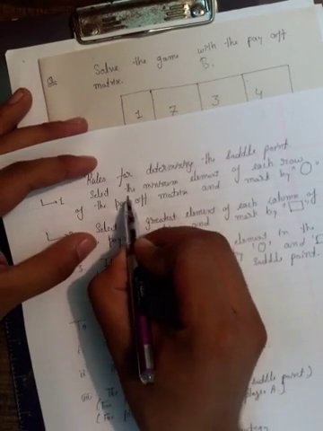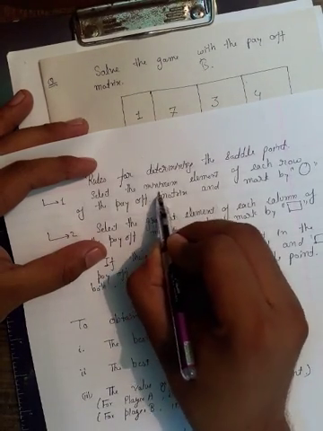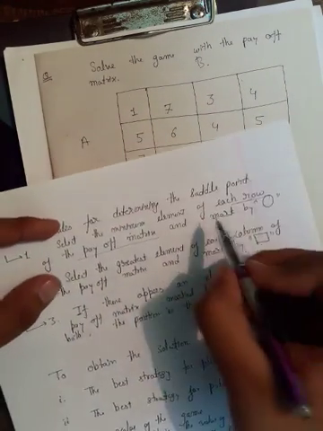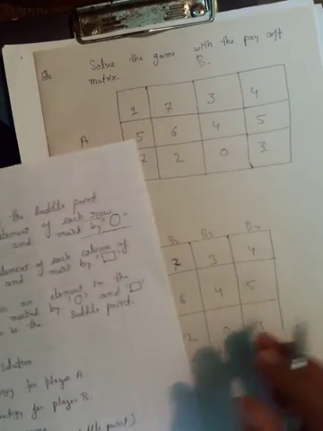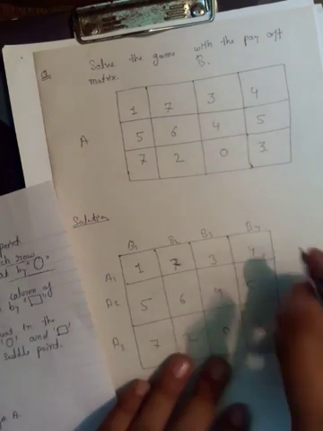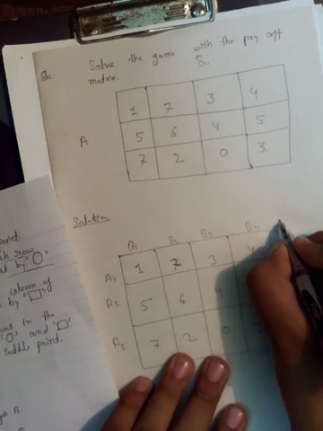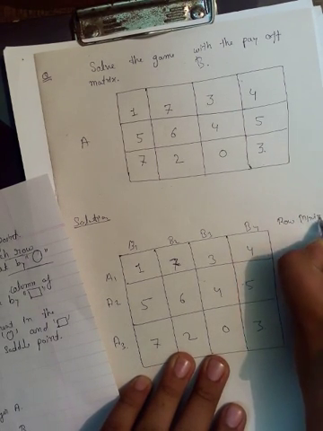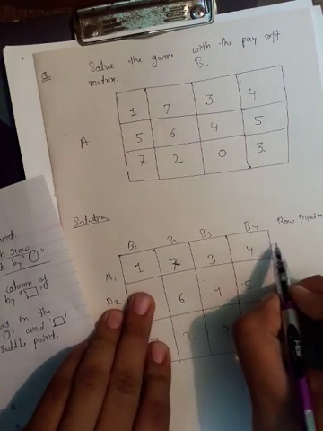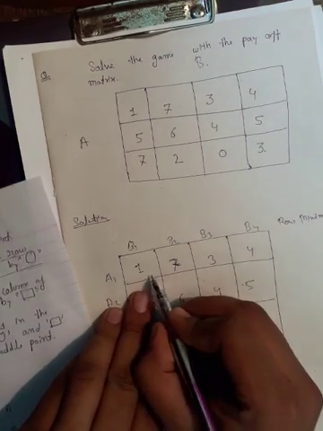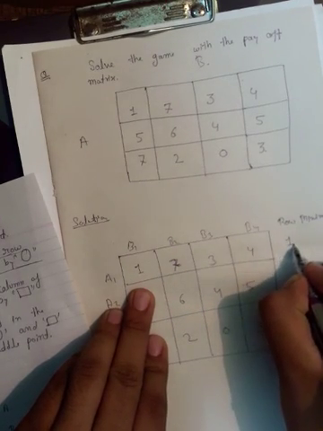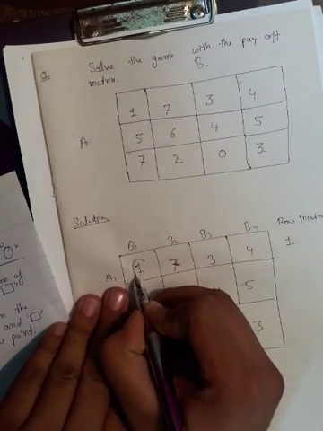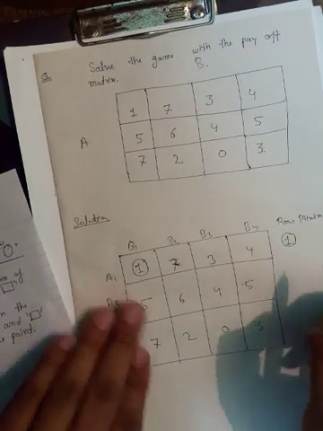How do we find the saddle point? First step, select the minimum element of each row of the payoff matrix and mark it by a circle. First we will go for the rows. Here we will write row minima. We find the minimum value from each row. Here it is 1 and we will mark it as a circle. Here also and here also.